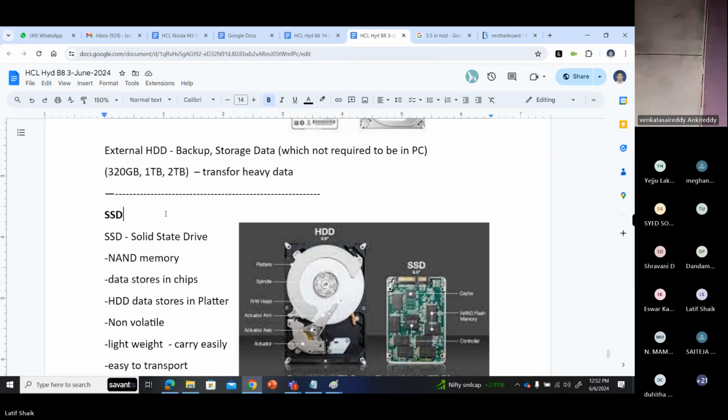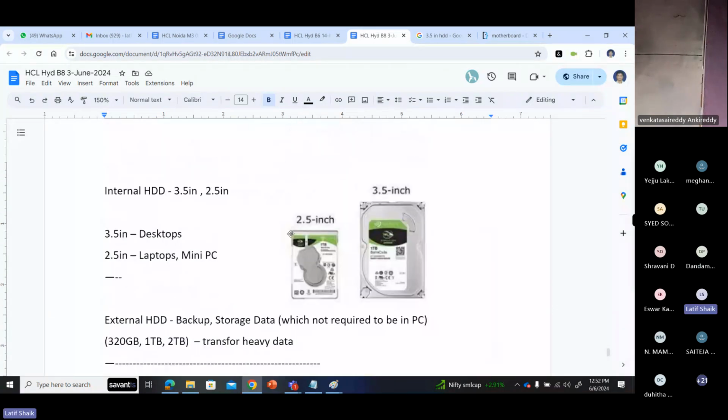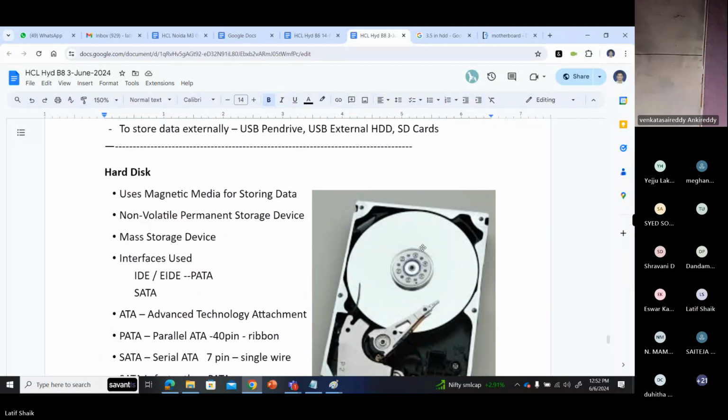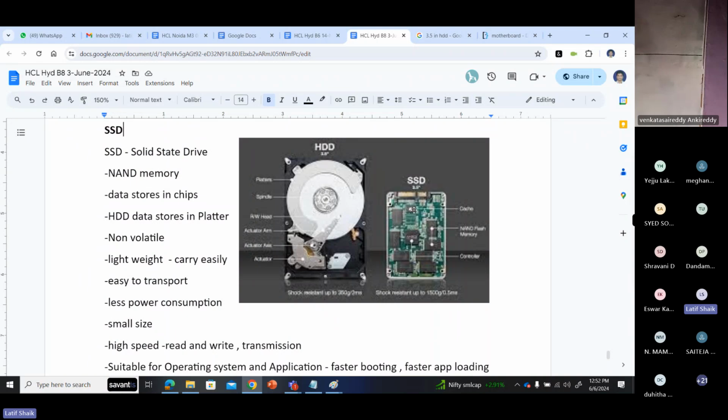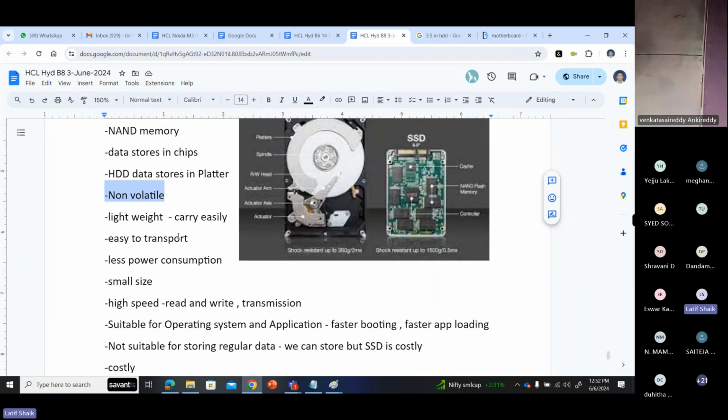Okay, good. In a hard disk, data is stored on the platter. In an SSD, data is stored in the chipset only. A hard disk is a magnetic type of storage, but an SSD is a NAND memory type. Data is stored in chips. What is SSD? Solid state drive. It is NAND memory. Data is stored in chips only. It is a non-volatile memory, of course.